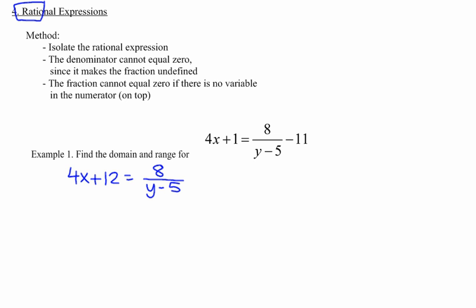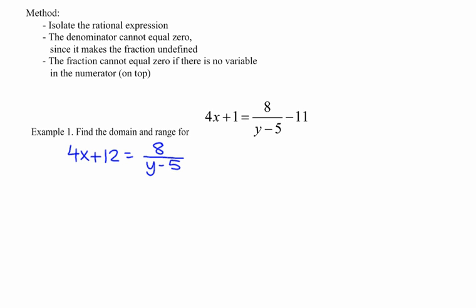No need to right now for domain and range. Okay, so there's just restrictions, right? What are the restrictions on this? Y can't be 5. So with rational expressions, the denominator can't be equal to 0. Can it be a positive or negative value? Yeah, it just can't be equal to 0. So here, the denominator can't be equal to 0. So that's going to give you one of them.